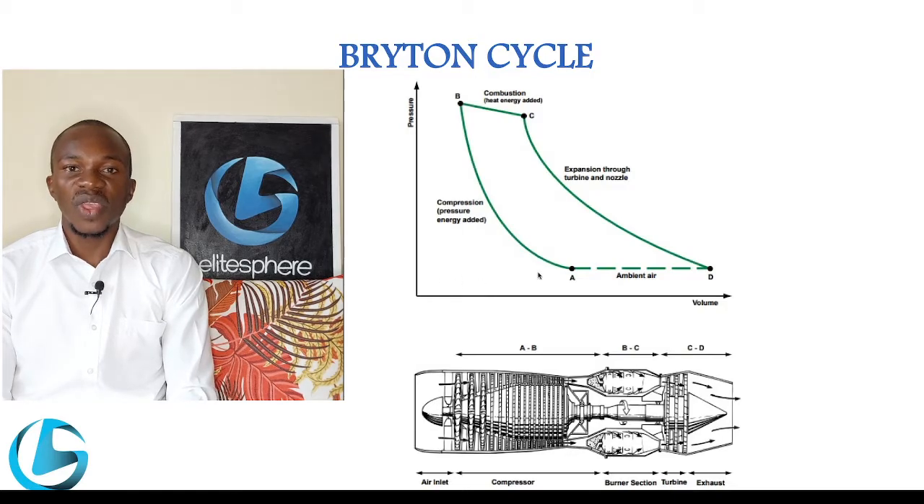The reason for this is because the pressure of the air just before the intake and the pressure of the air after the exhaust is more or less the same. This is the reason why this cycle is called a constant pressure cycle.